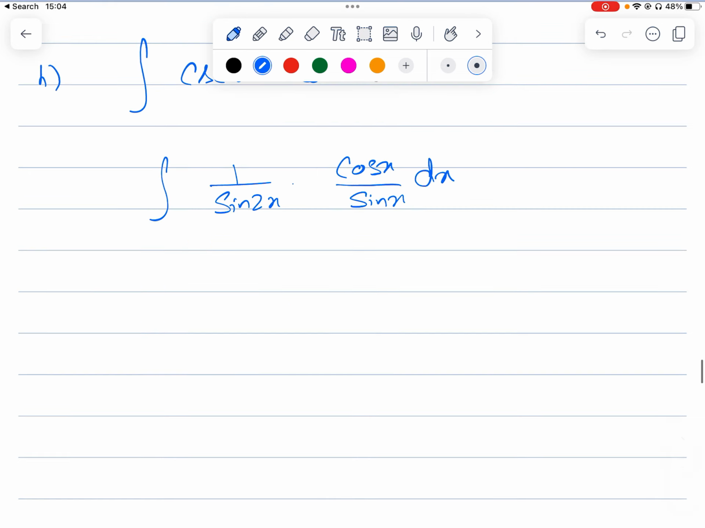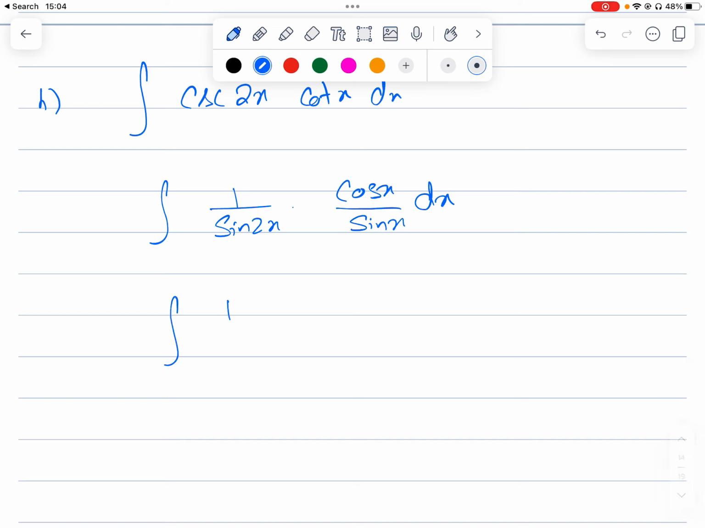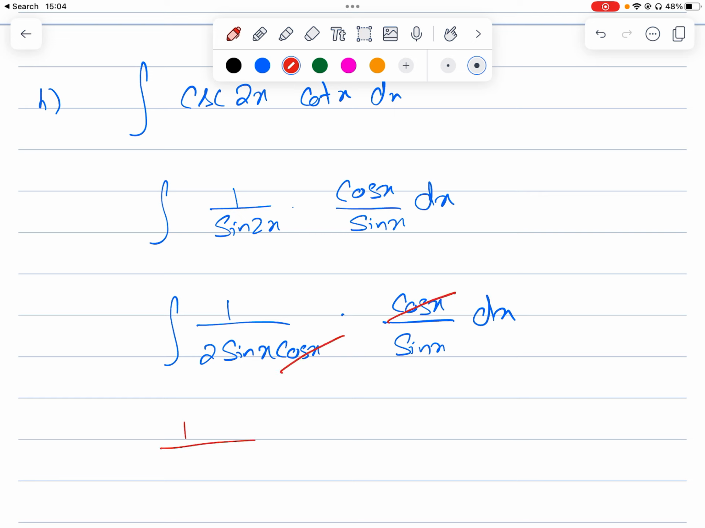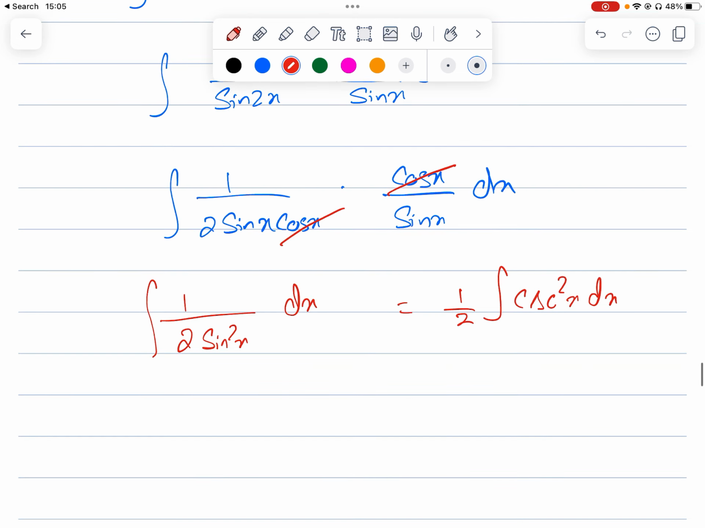So sin 2x from the double angle formula is 2 sin x cos x. So 1 upon 2 sin x cos x times cos x upon sin x dx. One cos x cancels. So it is 1 upon 2 sin square x. 1 upon sin square x is nothing but cosecant square x. So 1 upon 2 cosecant square x dx. What is the cosecant square x integral? Negative cot x plus c.